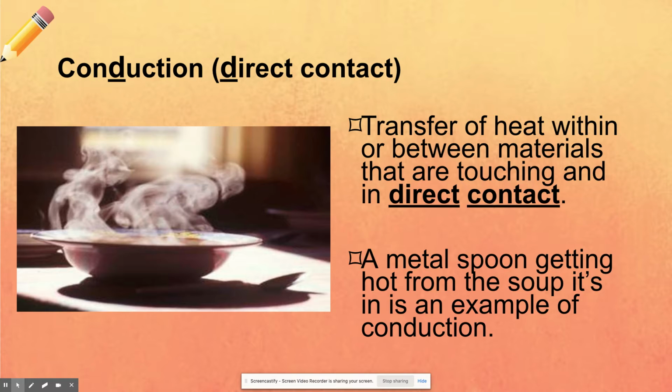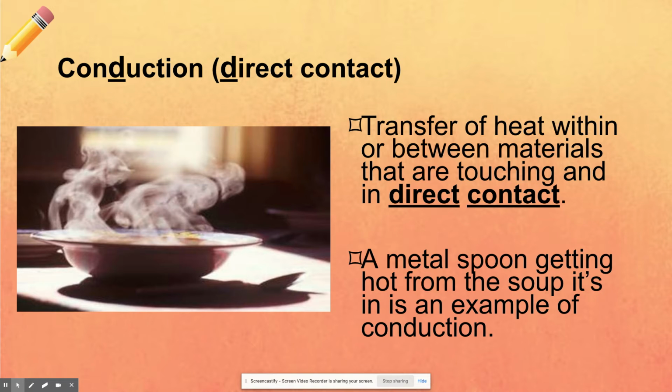An example would be a metal spoon getting hot from the soup, right? Another one would be if you iron your clothes, right? The iron touches the clothing and the clothing gets hot and gets the wrinkles out. Or if you straighten your hair, right? The straightener, the heat is transferred to your hair and makes it straight, or if you're curling it. Those are going to be examples.